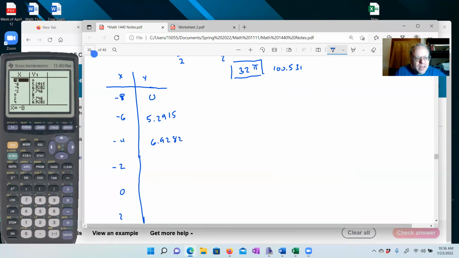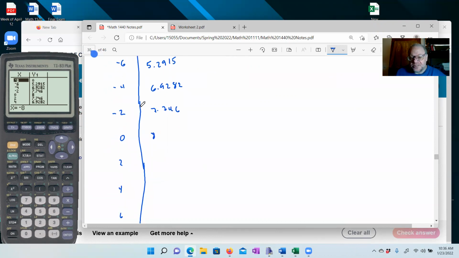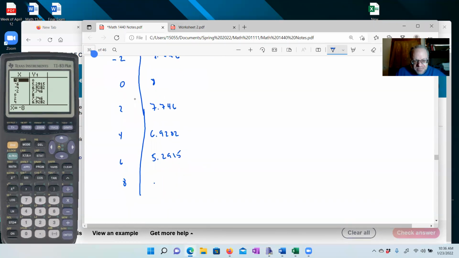So that's 6.9282, 7.746. This is going to be 8. And then because it's a symmetric thing, right? The circle, we're going to have 7.746 here, 6.9282, 5.2915, and then finally 0. Okay.